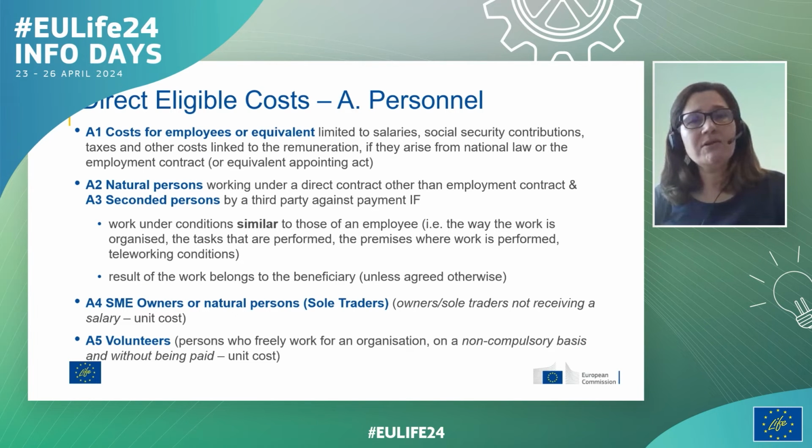Then A2, natural persons. So they are working under direct contract other than an employment contract, and A3, seconded persons. So seconded by a third party, but that you are paying, so against payment. These costs are eligible on top of all the other conditions, of course, with 2 additional ones. The work of A2 and A3 persons is eligible if the work conditions are similar to your employees, namely the way the work is done, the tasks, the premises, and also, for example, teleworking conditions. Also salaries have to be similar, and the result of the work belongs to the beneficiary unless it has been agreed otherwise.